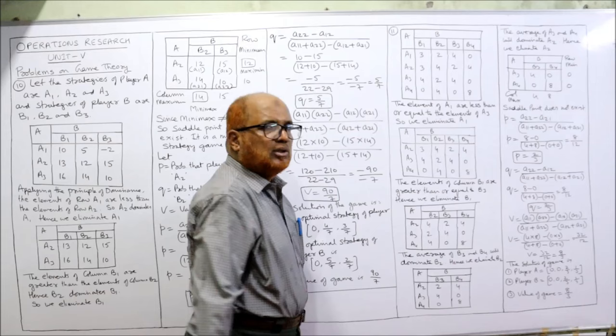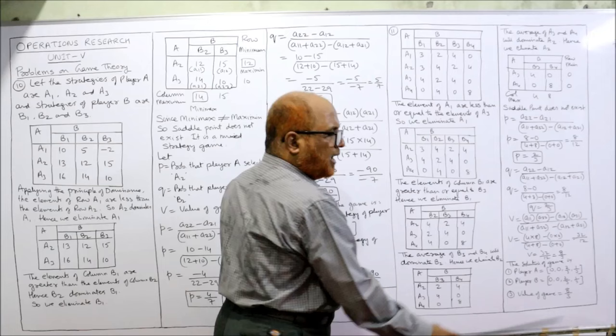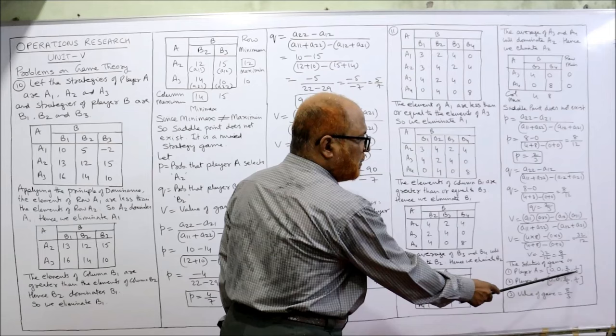So the probability that player A will select A3 is 2 by 3. And 1 minus 2 by 3 is 1 by 3. So 3 minus 2 is 1, 1 by 3. So 0, 0, 2 by 3, 1 by 3. This is the optimum strategy for player A.